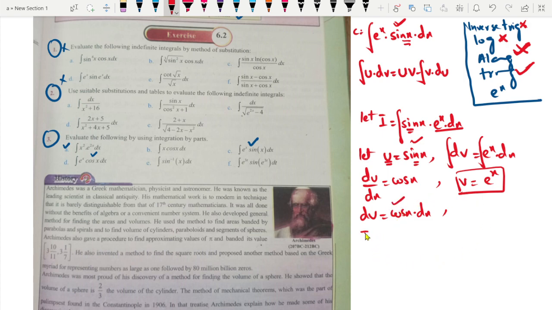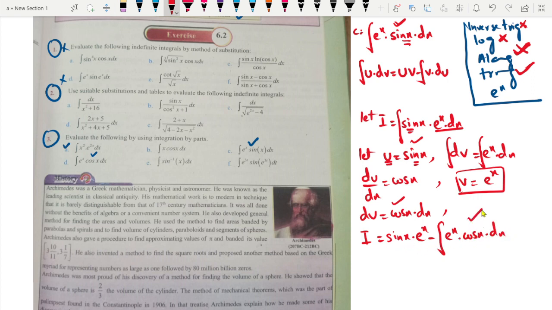Simply put in the values: I is equal to u times v, where u is sin x and v is e^x, minus the integral of v, which is e^x, times du, where du is equal to cos x dx.